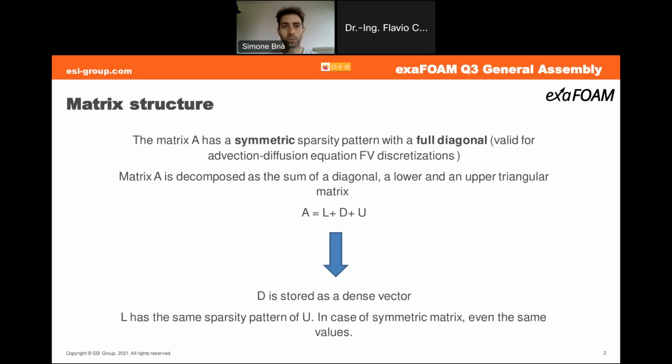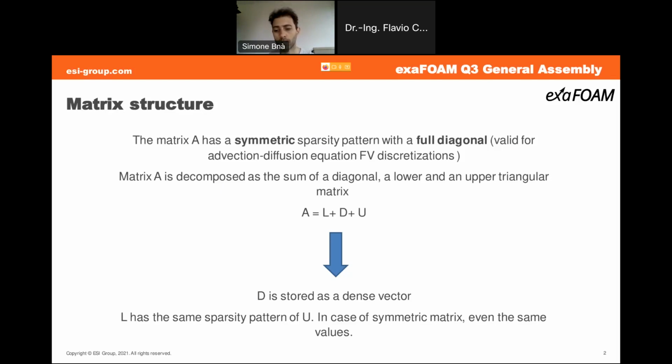So I will start with an introduction on the data structure that we have in the vanilla OpenFOAM code. Just some reminders, probably some of you already know what I'm going to say, but it's a recap of some concepts that are useful for the next part. OpenFOAM, as you know, is a toolkit for discretizing advection diffusion equations using the finite volume method. The discretization of this kind of operator generates a matrix, a discrete representation of the operator, which has a symmetric sparsity pattern with a full diagonal.